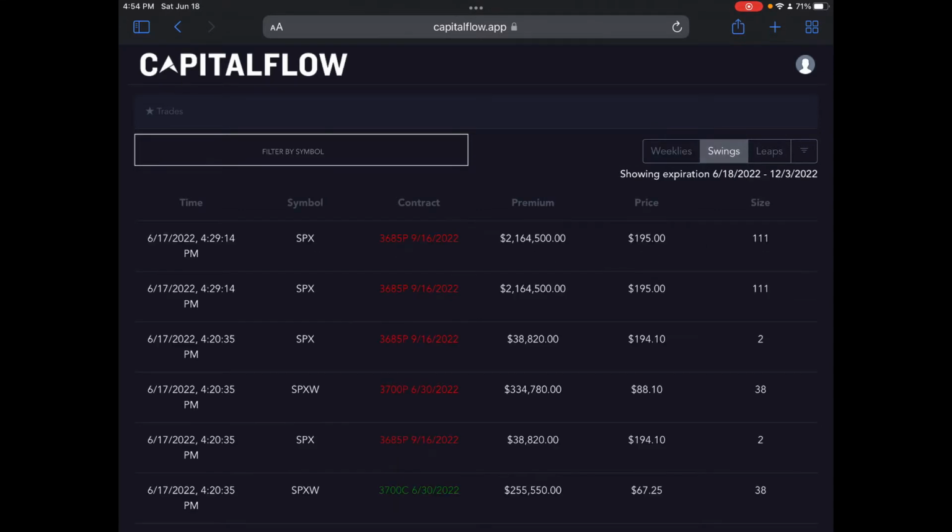Now, if you're someone that likes to swing trade, you want to look at the swings filter. So this is going to show you contracts that expire every date from next week within the next 6 months.